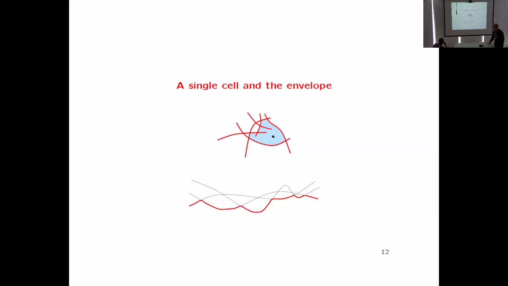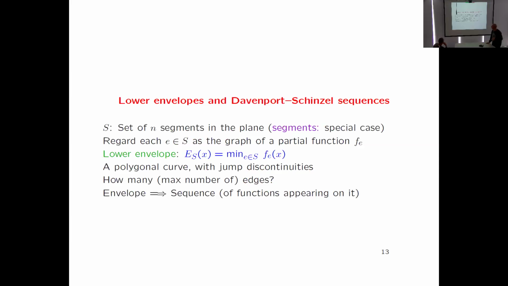Okay, here is a single cell, here is the lower envelope. If the curves are x-monotone, you can think of the lower envelope as the pointwise minimum of the graphs of those curves, each representing some function. So the key concept here in the header is Davenport-Schinzel sequences that I will talk about in the next few slides.